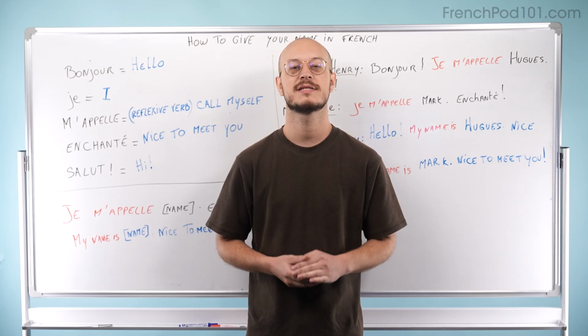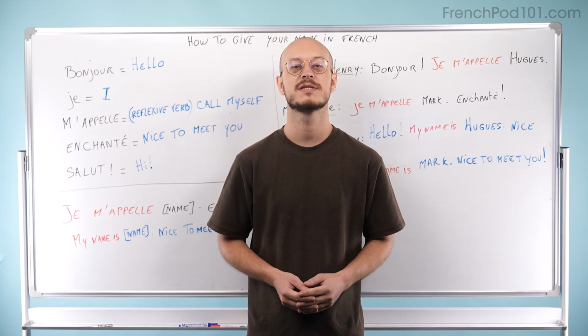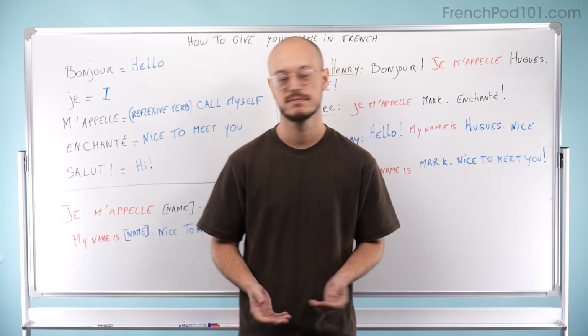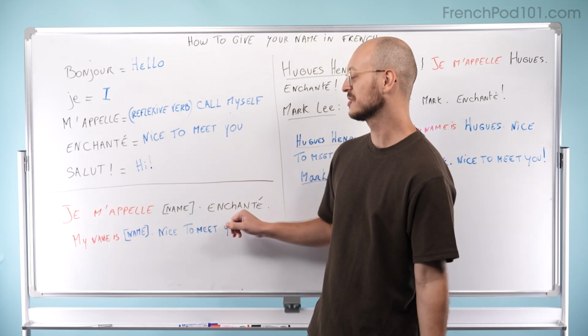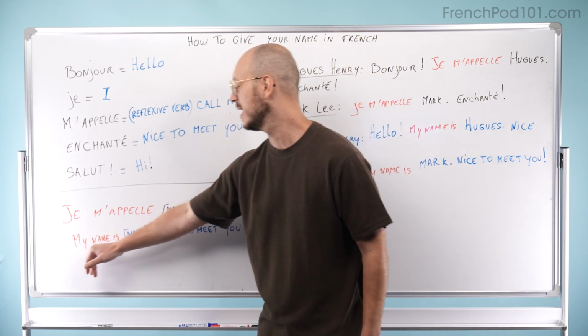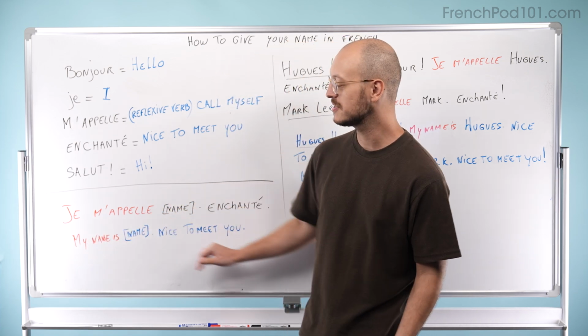Now, let's look at the sentence pattern. This pattern will be the structure that our dialogue followed. Je m'appelle, name, enchanté. My name is, name, nice to meet you.